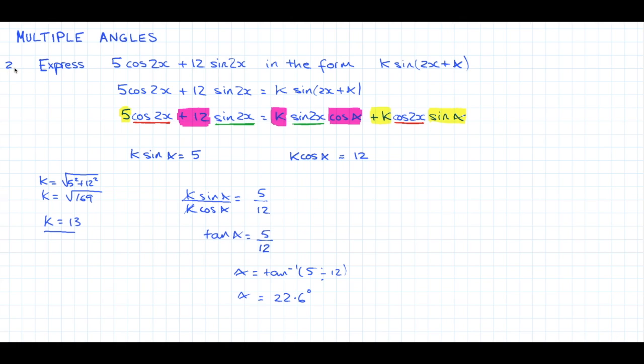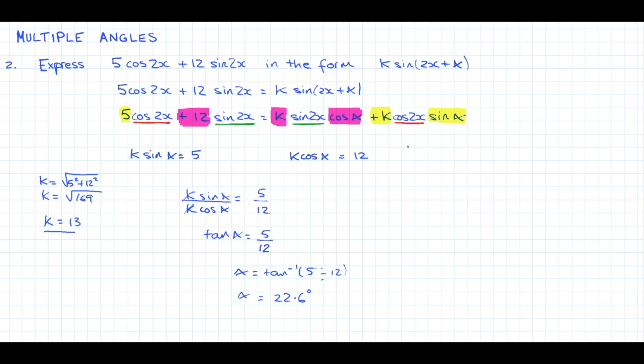Okay, so let's do a second question. Let's look at expressing 5 cos 2x plus 12 sin 2x in the form k sin(2x plus alpha). So you have to be able to express it in any form that you're given. So let's begin in the usual way. Let's make them equal to one another. 5 cos 2x plus 12 sin 2x equals k sin(2x plus alpha).